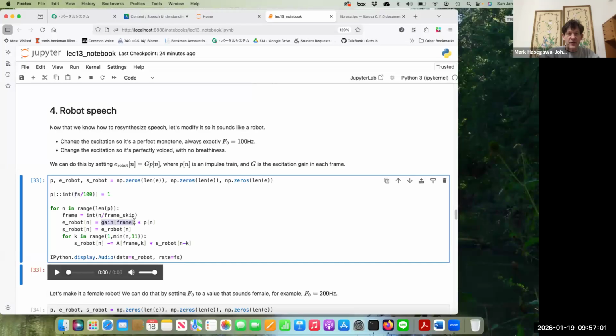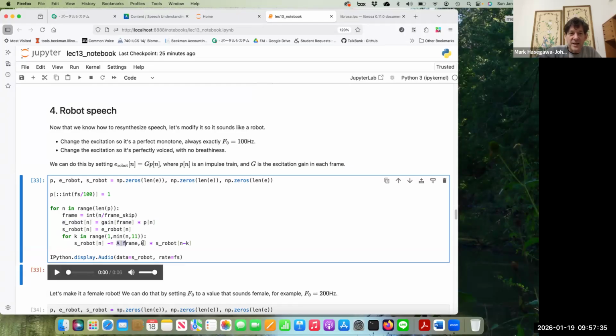So I'll take the gain for that frame and multiply it by the impulse signal P of n, and I'll do that for every n in the length of P. I'll go through and find which frame I'm in, and I get that by taking n and dividing it by the frame skip. So the first 80 samples are frame 0, the next 80 samples are frame 1, the 80 samples after that are frame 2, and so on. I'll multiply the frame's gain times this periodic sequence of impulses, and I'll call that the excitation.